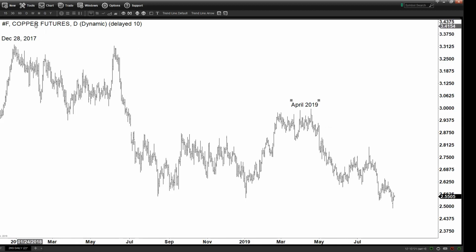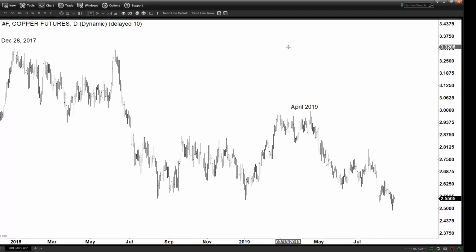All right, maybe reflecting the economic recession or whatever it is that is coming ahead. The demand for all the commodities is expected to drop. At least that's what the chart is saying.